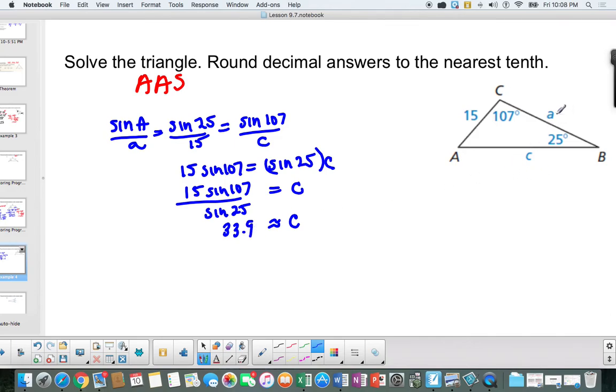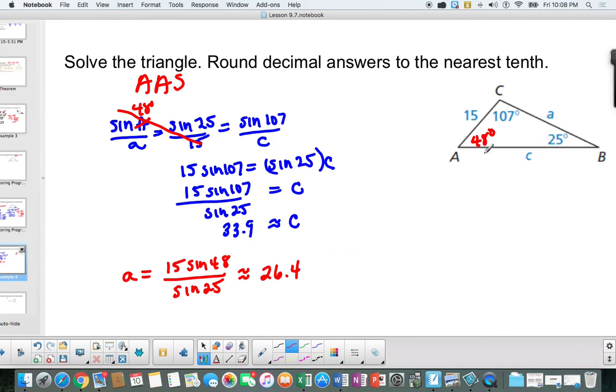All right, now to find A, I'm going to actually find angle A. So I'm going to take 180, take away 25, take away 107, and I have 48 degrees, which over here is 48 degrees. And I can go ahead and cross multiply and then divide by that. So A will be equal to 15 times the sine of 48, and then I divide by sine of 25. And I go ahead and put this in my calculator. And I get approximately 26.4. So I found all the sides and all my angles for this triangle.